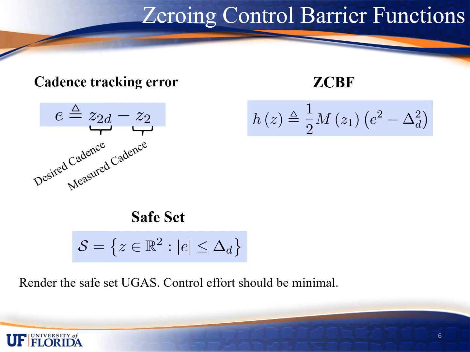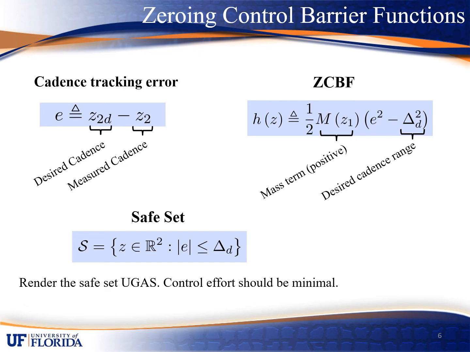Next, we use ZCBFs to design a controller for the cycling system in a systematic way. The first step is to encode the control objective. We define a tracking error E as the difference between some user-defined desired cadence Z2D and the measured cadence Z2. Then we define a barrier function candidate H as seen here, and H is formulated such that H is less than or equal to 0 whenever the tracking error E is less than or equal to delta D, where delta D is another user-selected parameter denoting the size of the desired cadence range.